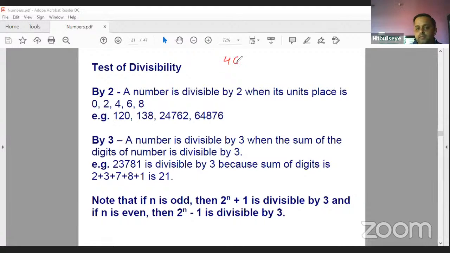For example, this is the number with me. Now if you add up the digits here, it will be 4 plus 6 plus 3 plus 2 plus 3 plus 9. So sum becomes 27. Now this sum is 27, which is divisible by 9. That means this whole number is also divisible by 9.